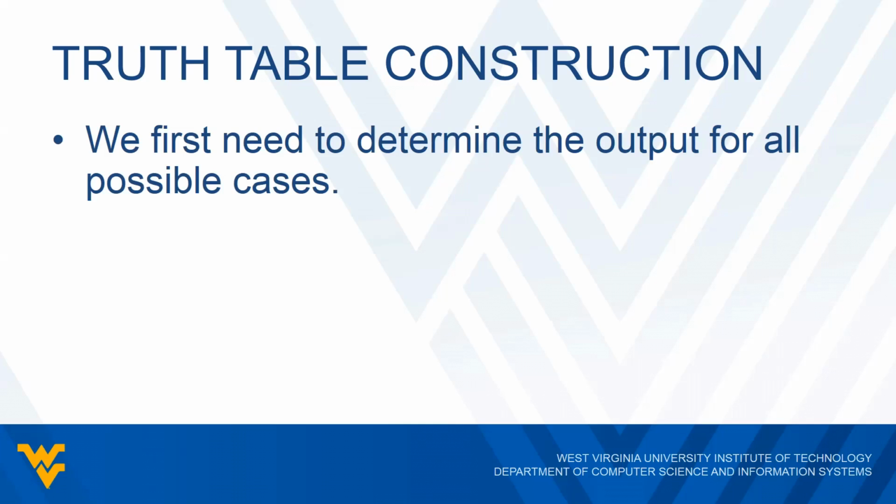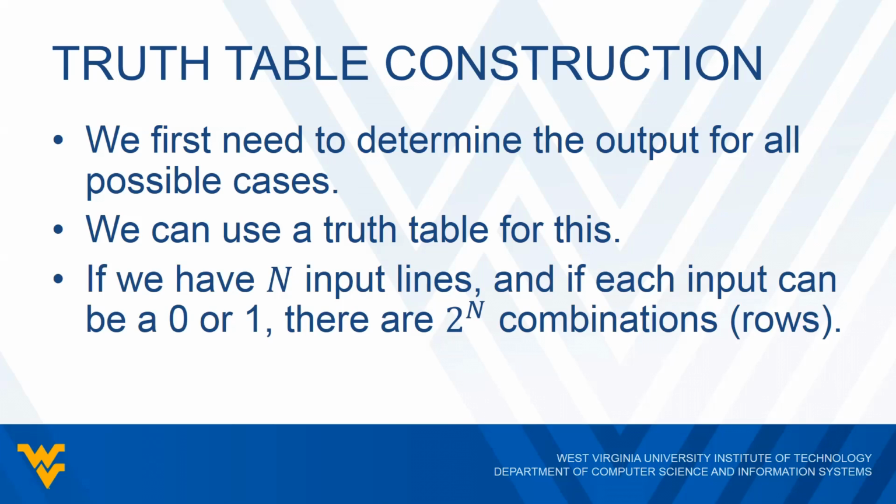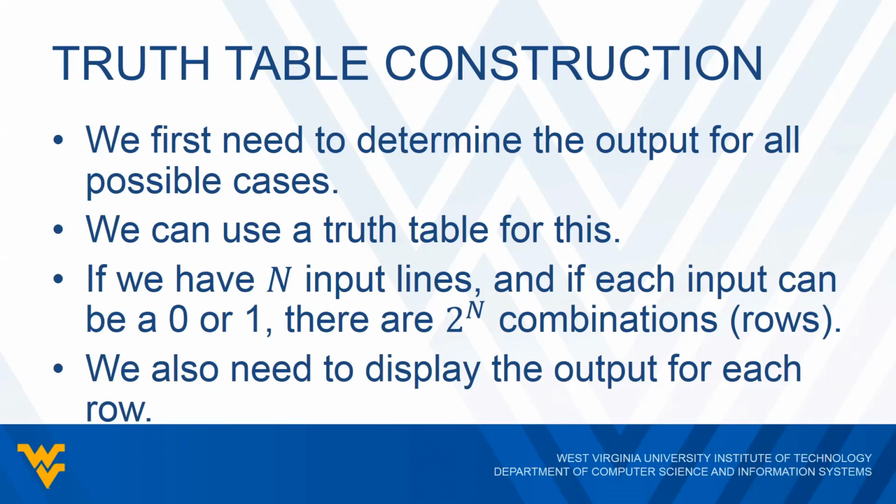The first step is that we need to determine how the circuit should behave under all possible circumstances. That is, we need to determine the binary value that should appear on each output line of the circuit for every possible combination of inputs. This information can be organized using a truth table. If a circuit has n input lines, and each input line can be either a 0 or a 1, then we have 2 to the power n combinations of input values. And the truth table is just going to have 2 to the n power rows. So for each output of the circuit, we must specify the desired output value for every row in the truth table.